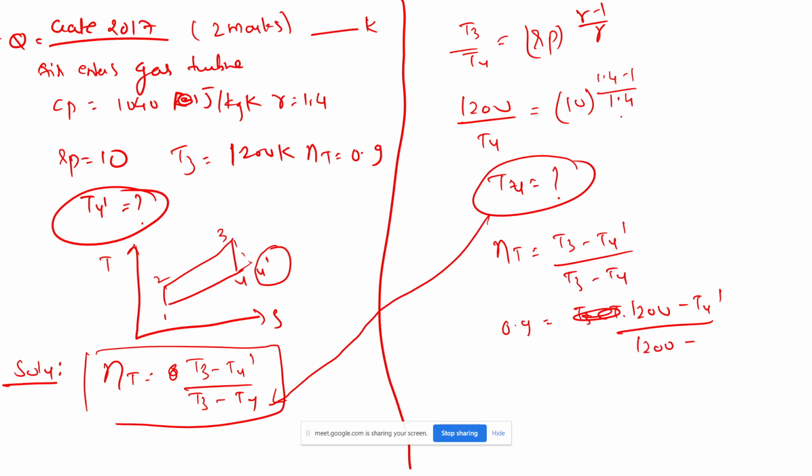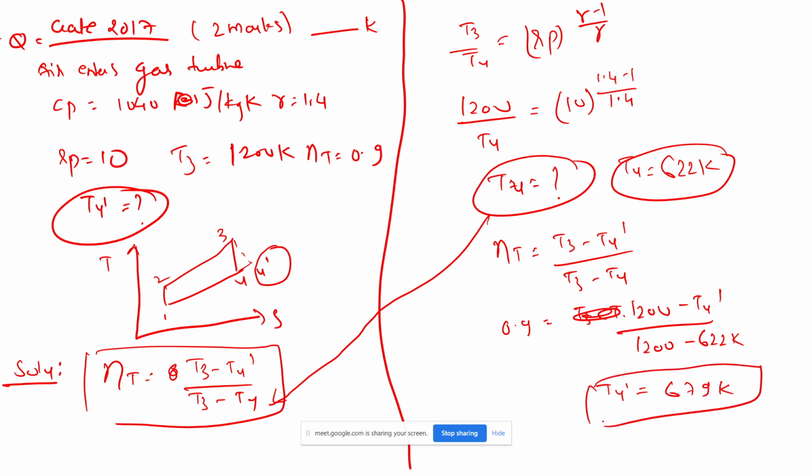What is the value of T4 you have got? Hello? 622 Kelvin. 622 Kelvin. So we will put 622 Kelvin here. So from here we can get T4 dash, which is 679 Kelvin. Okay.